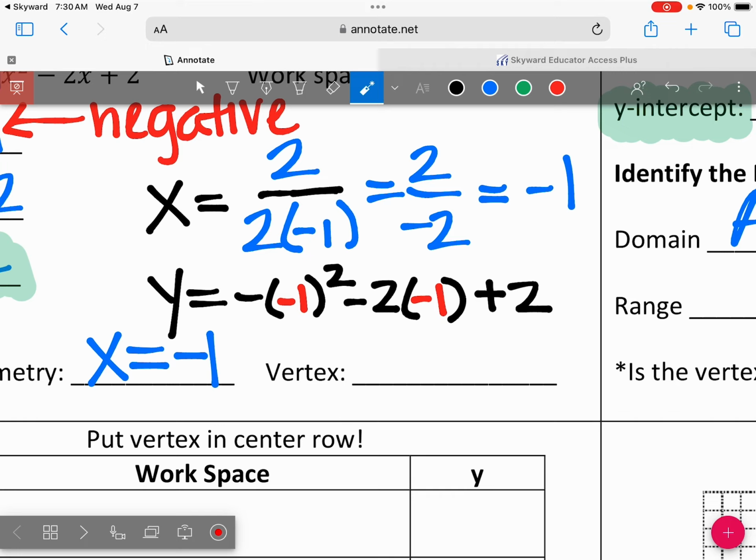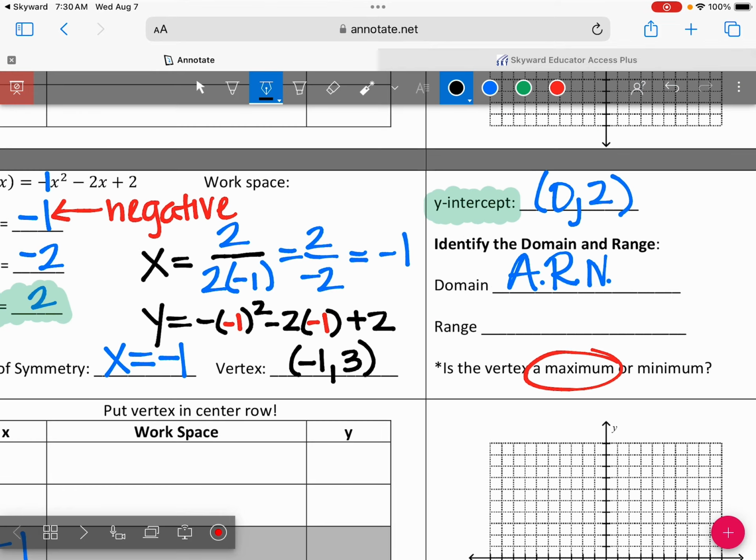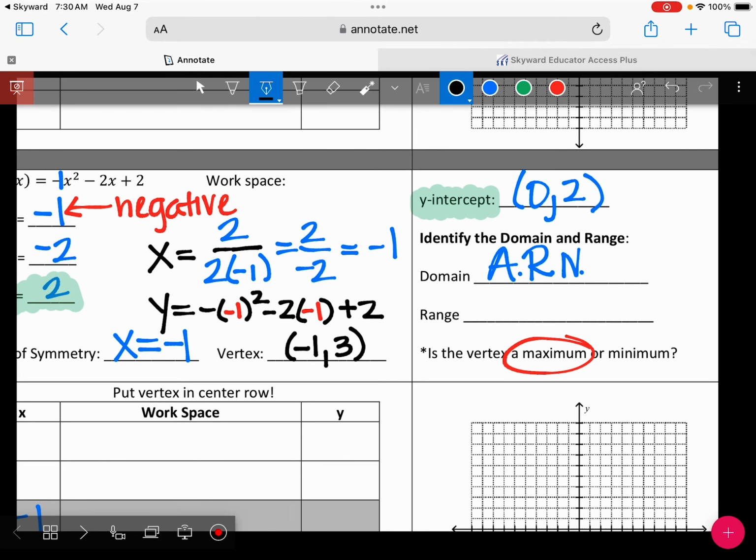So what did you all get? Anyone have a number? I forgot the answer, so. 3. Anybody else get 3? Raise your hand if you agree with 3. All right, so that is going to be my vertex. So for the vertex, I want you to write negative 1, positive 3. And then also that positive 3, we're going to use that in our range.